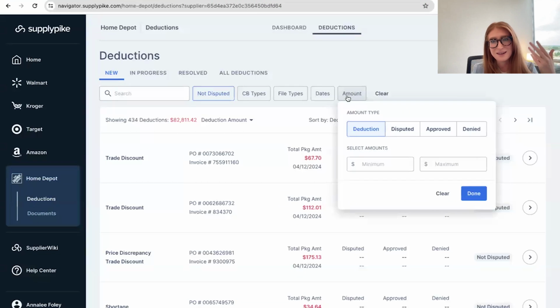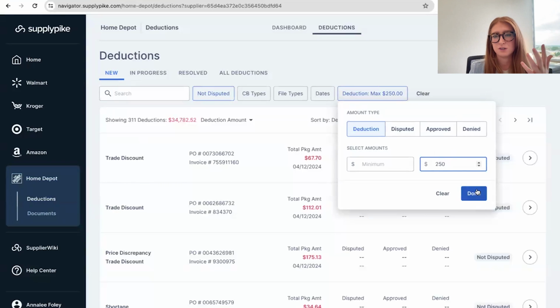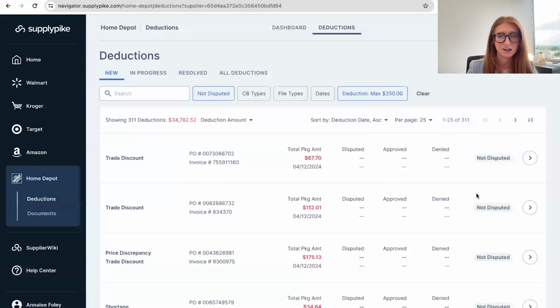And personally, my favorite is this amount tab. I know a lot of suppliers today, especially with Home Depot, might be working against kind of how we mentioned earlier, some sort of threshold. You're not disputing anything under $250. So really the goal is here, we would love to see those dollars disputed, right? Because that just means more dollars back in your pocket. So we can filter down to any dispute packages that are below that $250 limit. Let's say that's what our threshold is. So a really great place to start, right?